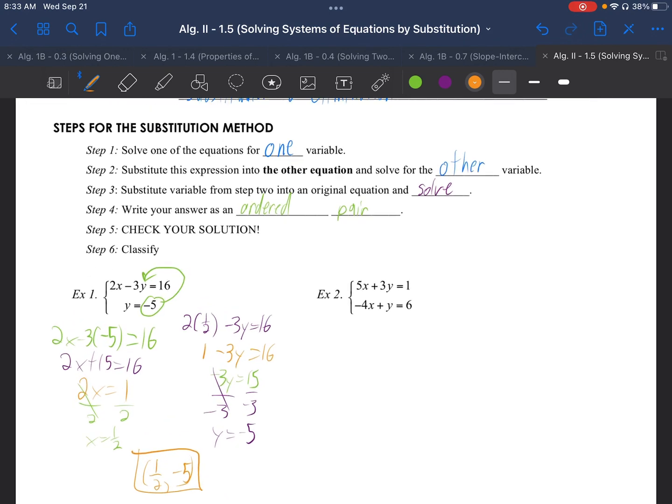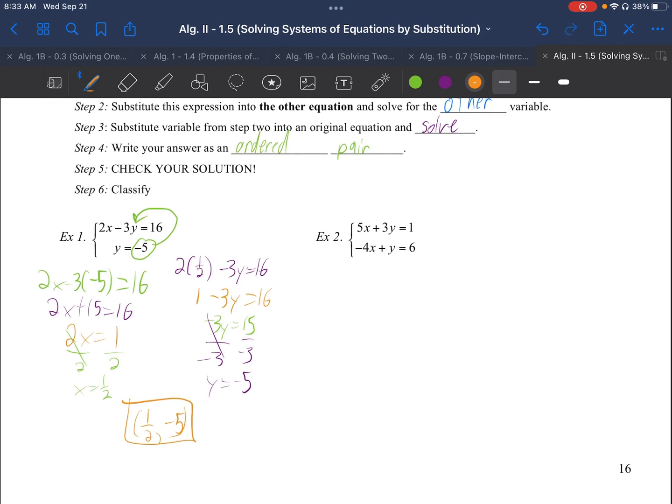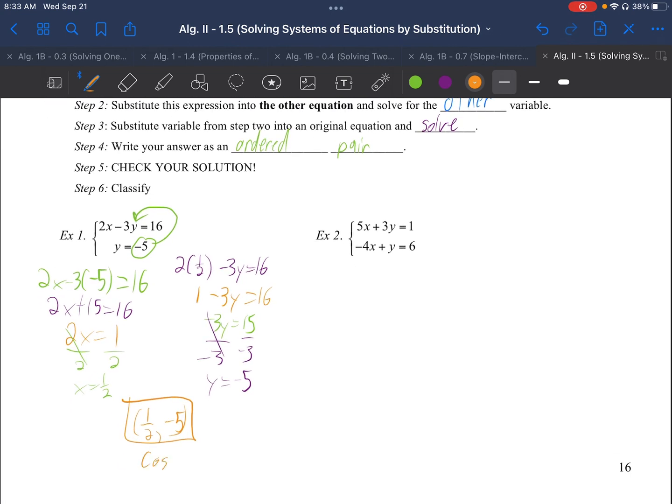So it had exactly one solution, so it is consistent since it had a solution. And because it was only one, it was independent. And maybe a good way to remember whether it's independent or dependent is that independent, the I kind of looks like a 1. And so that can help you remember that it's exactly one solution.